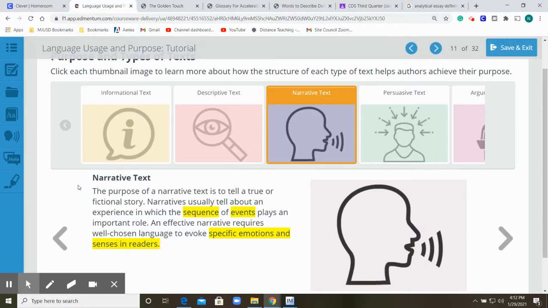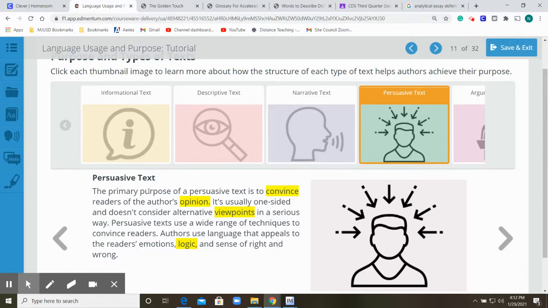Narrative text. The purpose of a narrative text is to tell a true or fictional story. I always remember fictional as fake because of the F. Narratives usually tell about an experience in which the sequence of events plays an important role. An effective narrative requires well-chosen language to evoke specific emotions and senses in the reader.